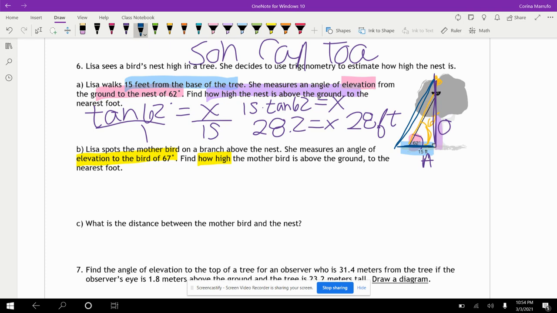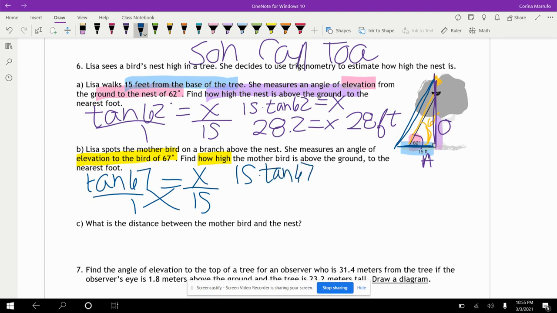So we're still using tangent. Tangent of, this time, 67 degrees equals our opposite, which we don't know, over adjacent, which is 15. We put this over 1 and cross multiply, and we get 15 times tangent of 67 equals x. That gives me 35.3. It wants us to round to the nearest foot, so that would be 35 feet.